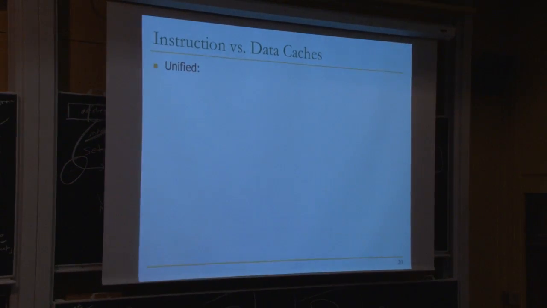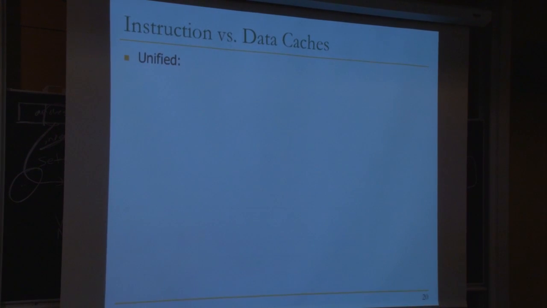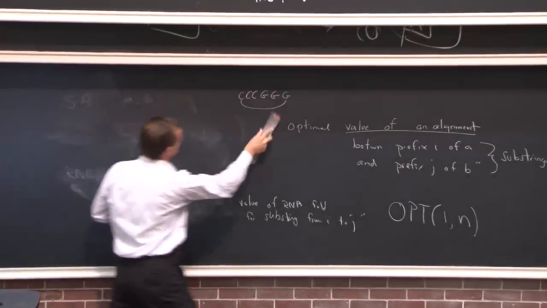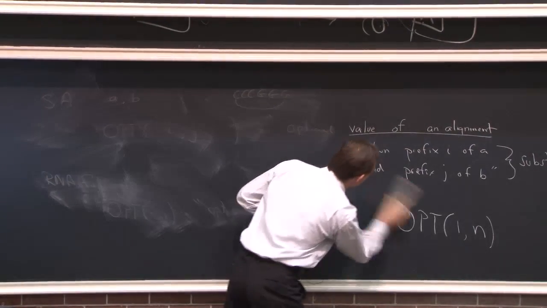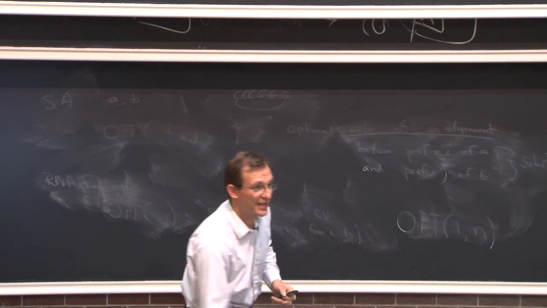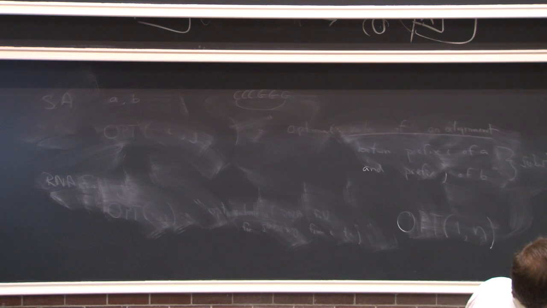Okay, let's talk about instruction versus data caches also, and then we'll take a break. Traditionally, these have been treated separately, but you could have unified instruction and data caches also, right? If you have unified instruction and data caches, you can dynamically share the space between instructions and data. The idea is, if you have a single space for caching memory, and you don't divide it between instructions and data, it enables you to have better efficiency in caching, right? Whenever you have dynamic sharing of space, there's no over-provisioning that might happen with static partitioning.